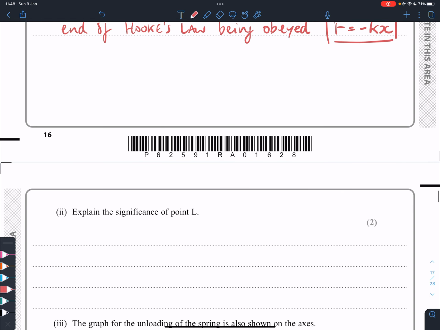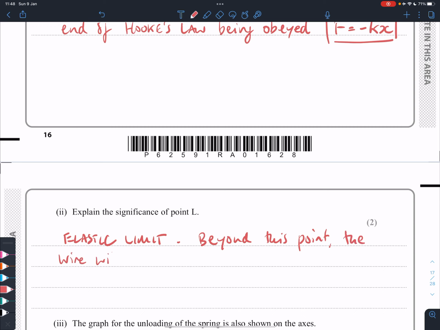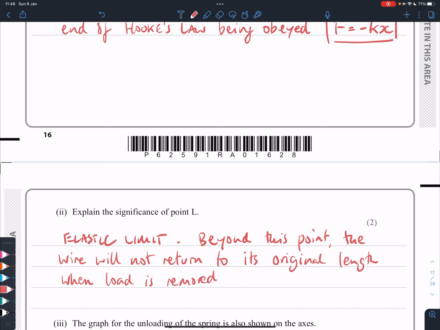Explain the significance of point L. Well, they tell us that point L is the elastic limit. There's 2 marks for this, so you're going to have to say a little bit more. You're going to have to say something like, beyond this point, the wire will not return to its original length when released from tension, when load is removed. Okay, so that's pretty basic. It's not very difficult.